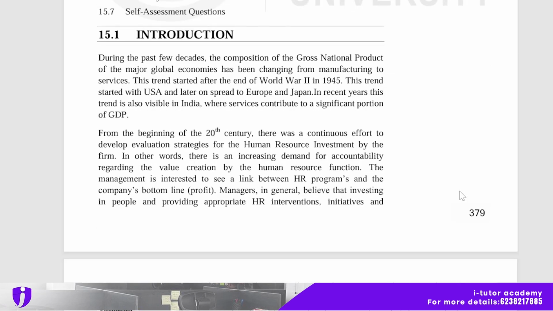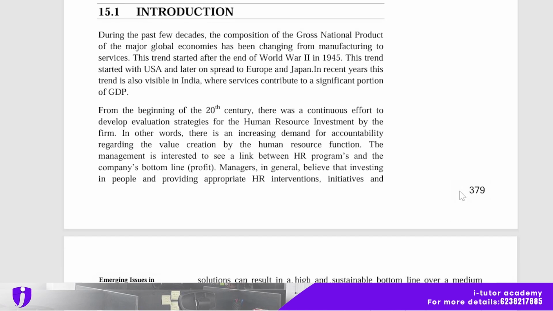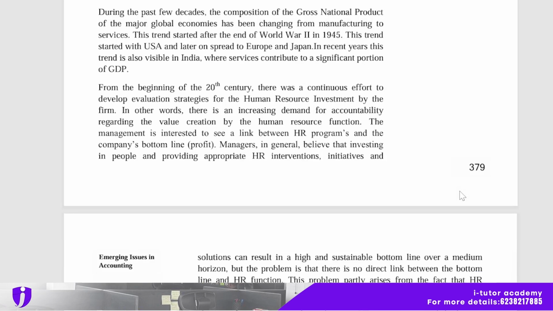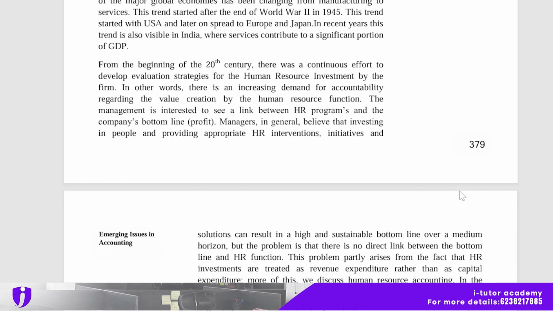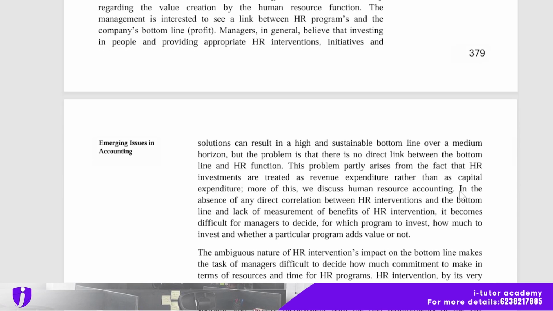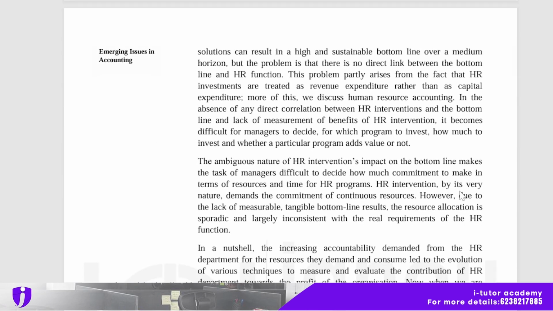From the beginning of the 20th century, there was a continuous effort to develop evaluation strategies for the human resource investment by the firm. In other words, there is an increasing demand for accountability regarding the value creation by the human resource function. The management is interested to see a link between HR programs and the company's bottom line, and managers in general believe that investing in people and providing appropriate HR intervention initiatives and solutions can result in a high and sustainable bottom line over a medium horizon.